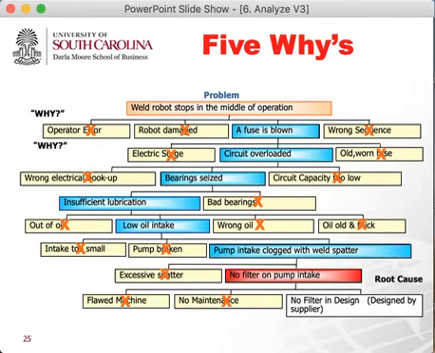So this is just to show that it's not a simple tool. It looks simple, but you can have 1,000 different pathways when you go into the 5 whys. So we have to investigate each one of them to understand if we're in the right place, on the right path.